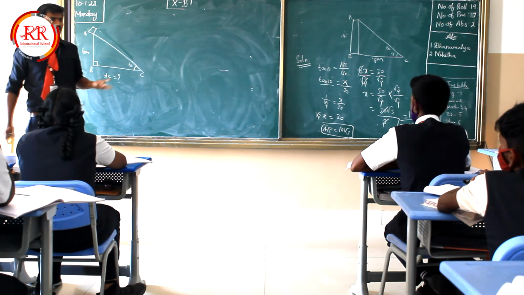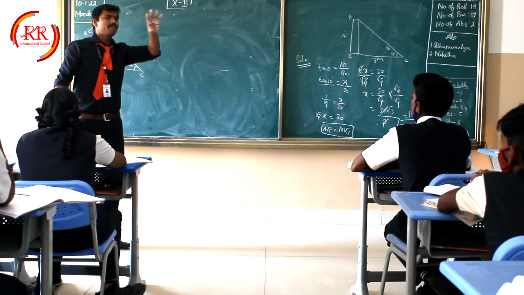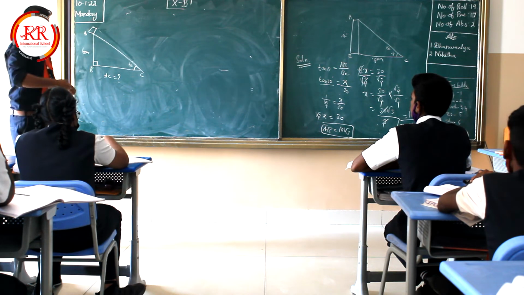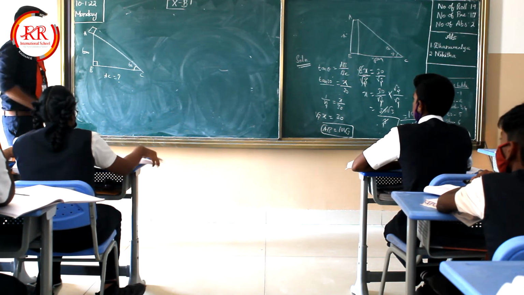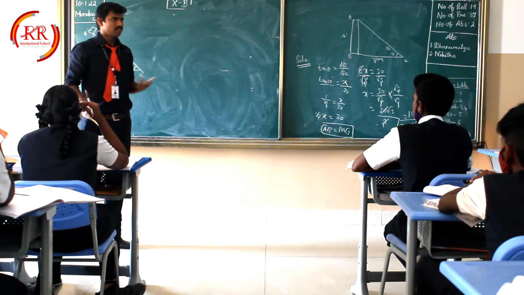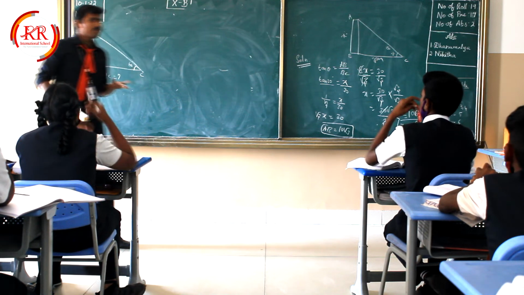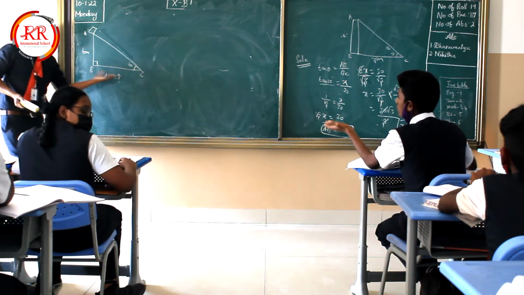Why is it the sine ratio? Why not the cos ratio? Please tell me why it is sine ratio we are using. Why don't we use cos ratio? Sir, we need to find the hypotenuse. Of course, cos is also involved with the hypotenuse, am I right? Why are we using sine ratio alone? Sir, because the base is not given.